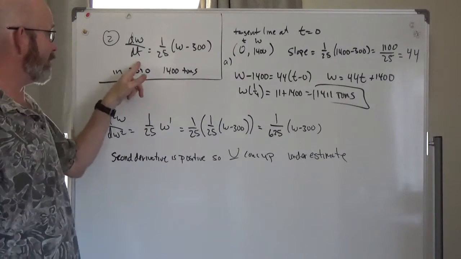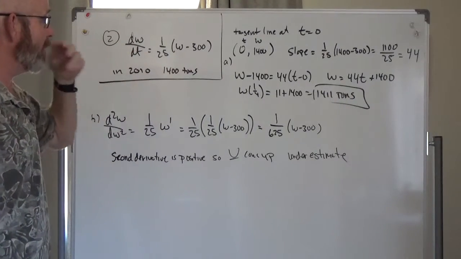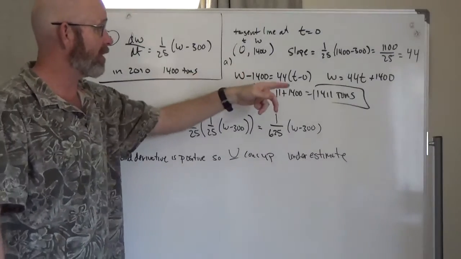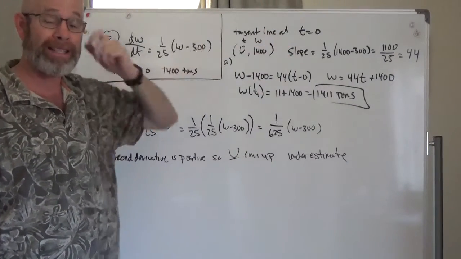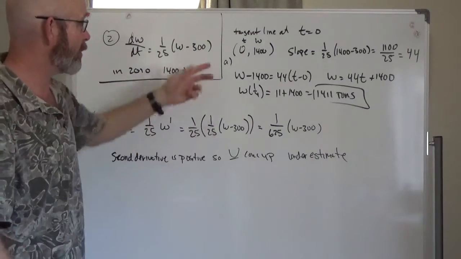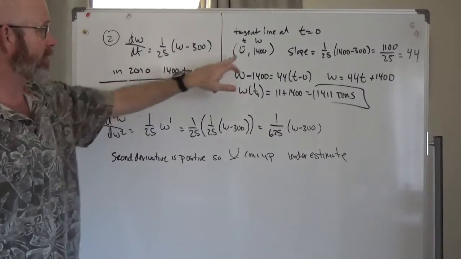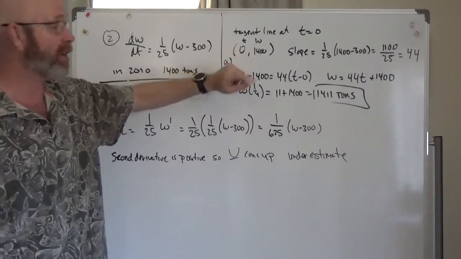We got this differential equation with landfill and tons and time, 1400. The first question was to use the tangent line at t equals 0 to approximate the amount of stuff in here at time equals 1/4. So at time equals 0, we have this point, 0, 1400 tons. So time is 0, 1400 for W.